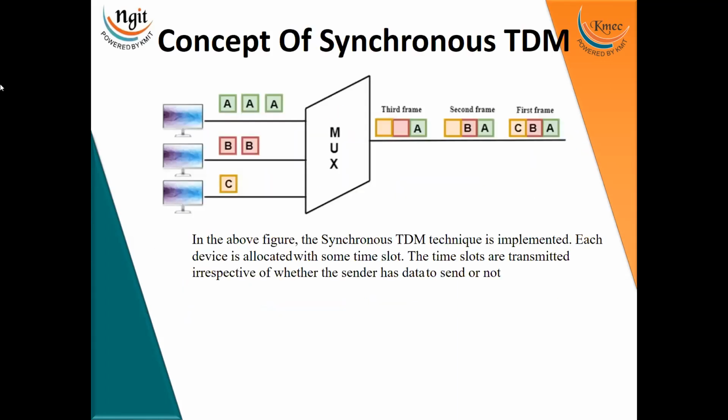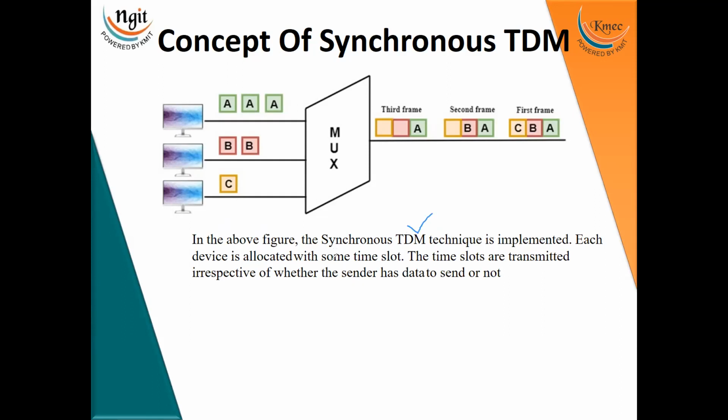Next, for example, in synchronous time division multiplexing, here I have a transmission of A. For each and every frame I have different time slots, but here I don't have a C value to be transferred, so the slot is empty. It does not give the slot to another. You just see in this figure what I have given, where the synchronous time division technique is implemented.